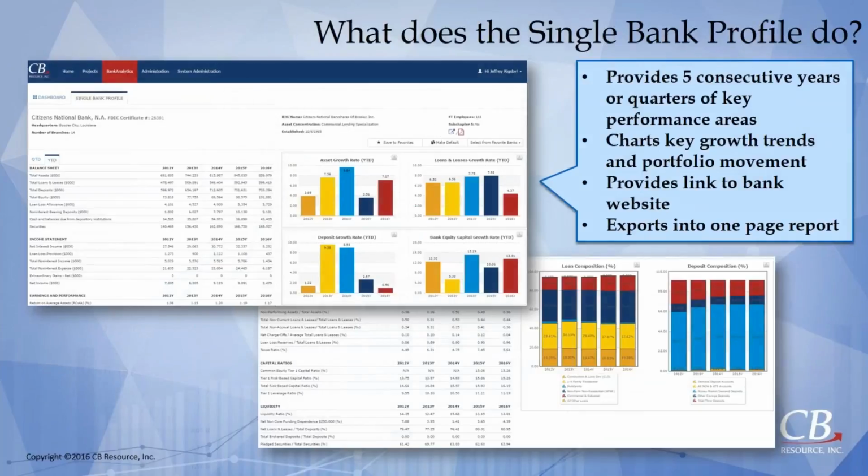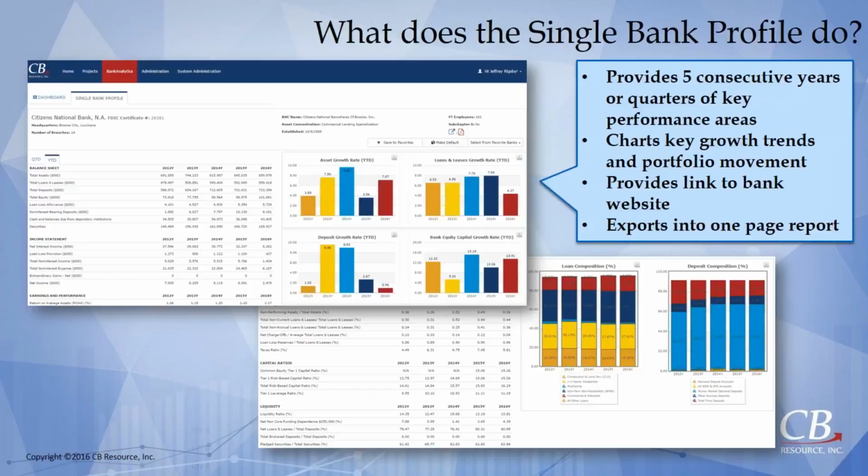Let's just take a quick look at the single bank profile. The single bank profile is really designed to give you a snapshot of any given bank. It really focuses on the alternative to look at 5 consecutive years or 5 consecutive quarters in key performance areas. Those areas would include balance sheet trends, key balance sheet items, income statement, earnings and performance related items, asset quality, capital ratios, liquidity. And then it also charts out some key trends.